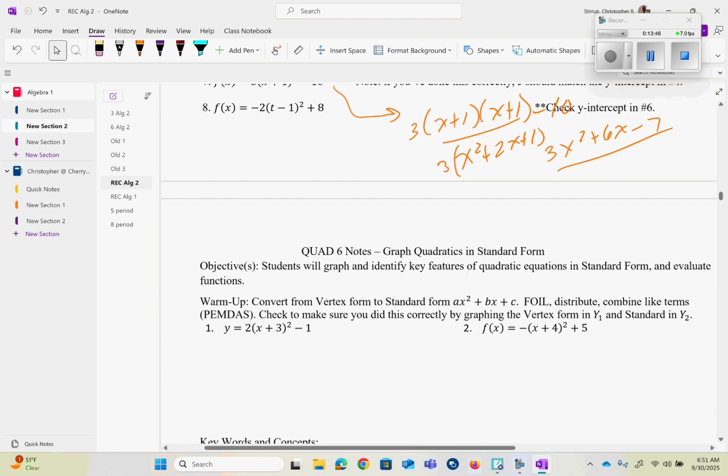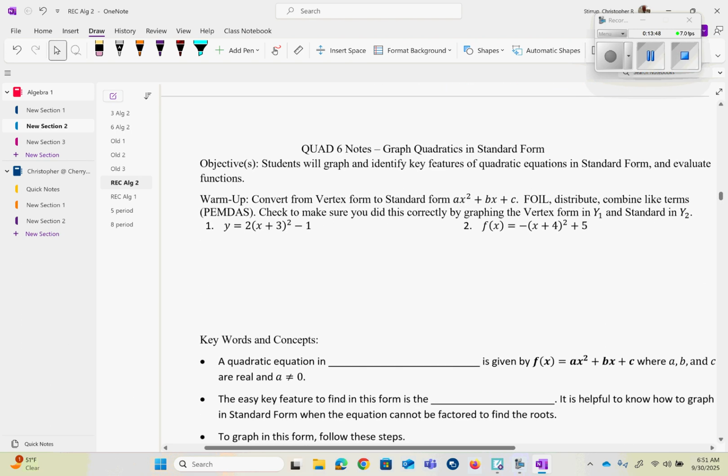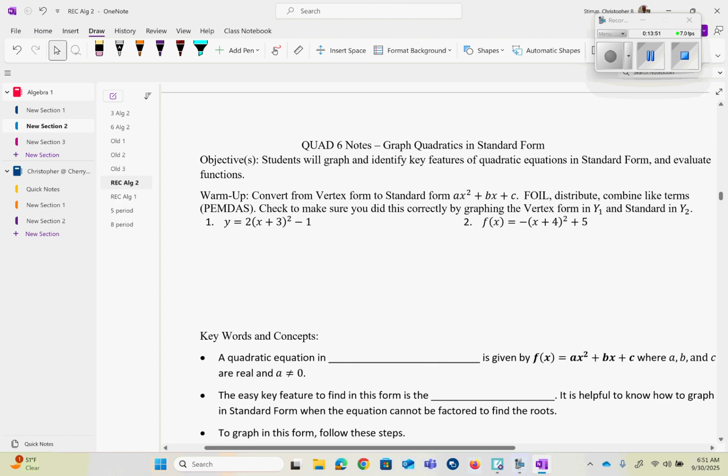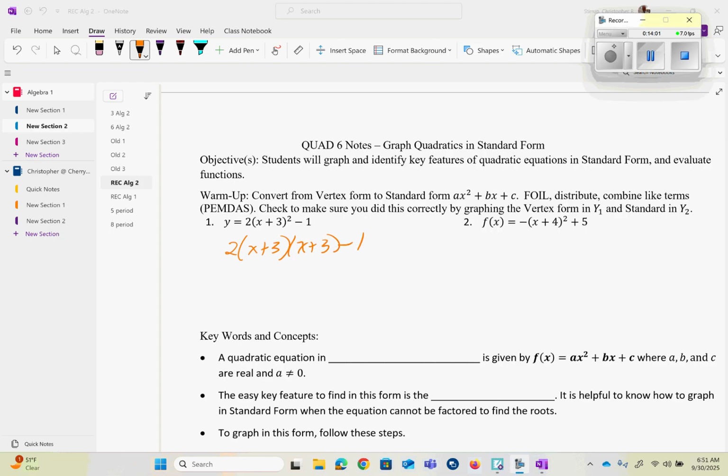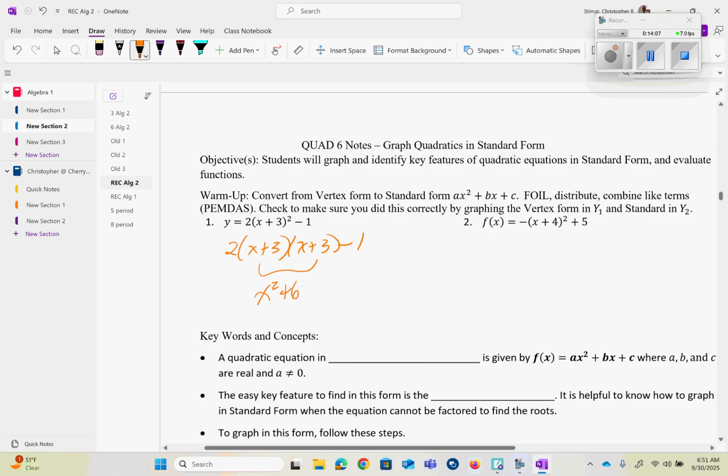Let's take a look at our notes at quad 6. Quad 6, first thing we want to do is convert from vertex form to standard form. So I'm going to multiply this. So I'm going to FOIL this out. That's going to give me x squared plus 3x plus 3x plus 9, since 3 times 3 is 9. I'm going to multiply that all by 2 and then minus 1. Distribute the 2 over. So that's going to give me 2x squared plus 12x plus 18 and then minus 1. 18 minus 1 is 17.